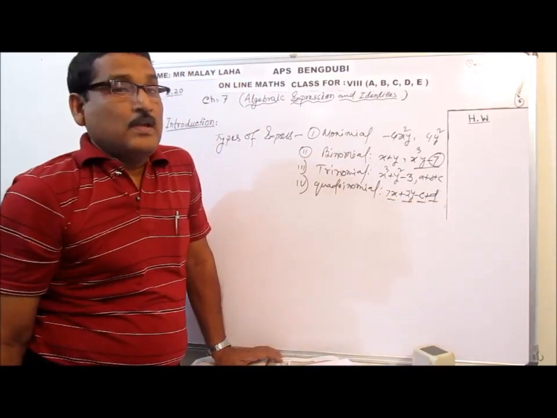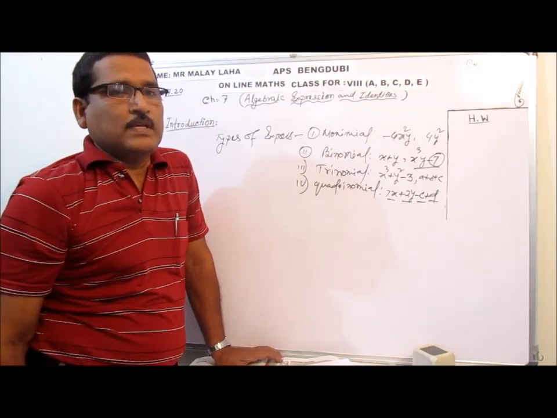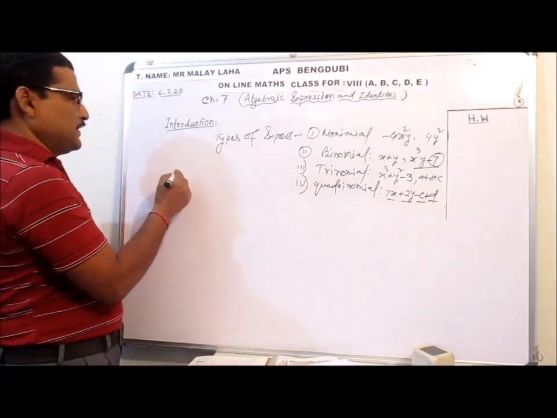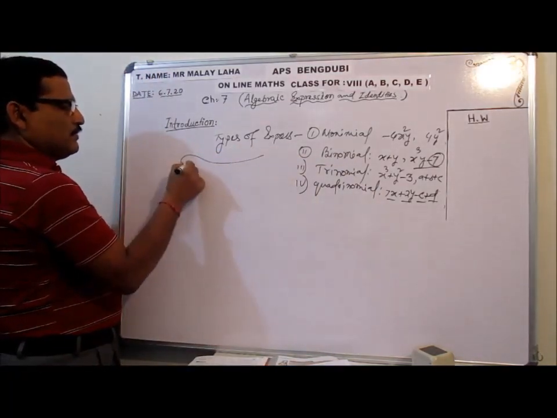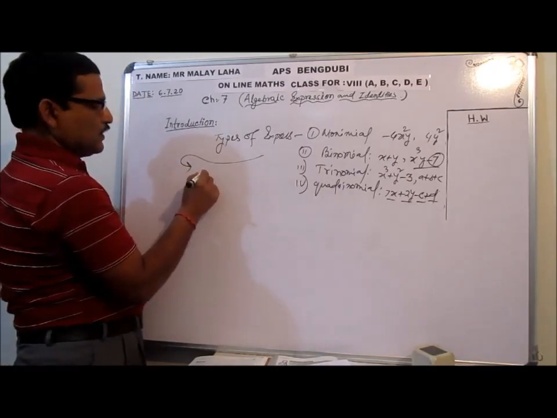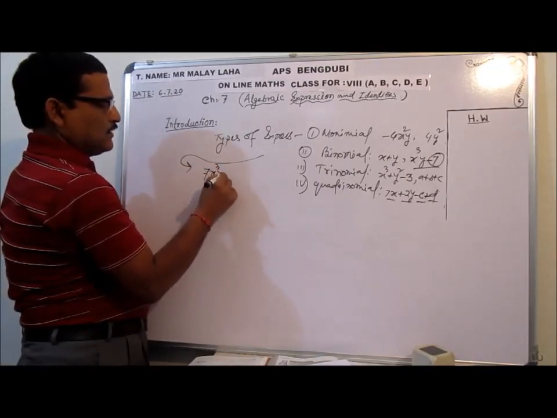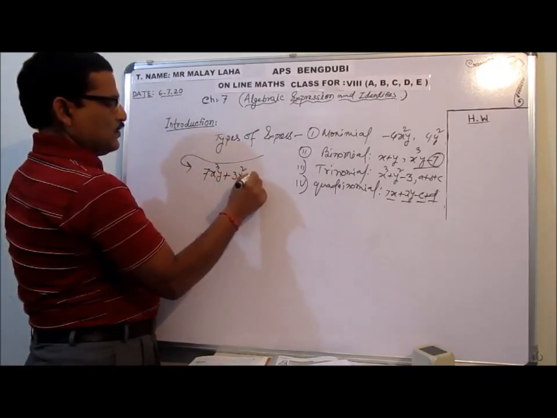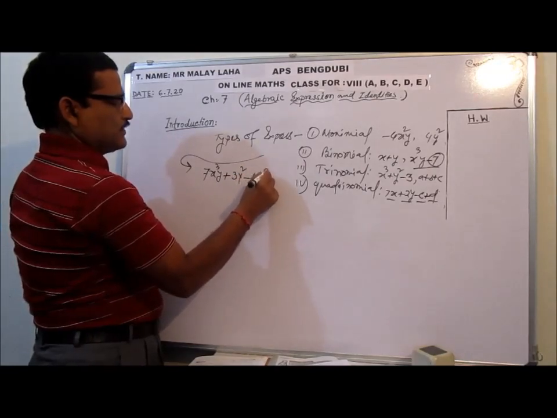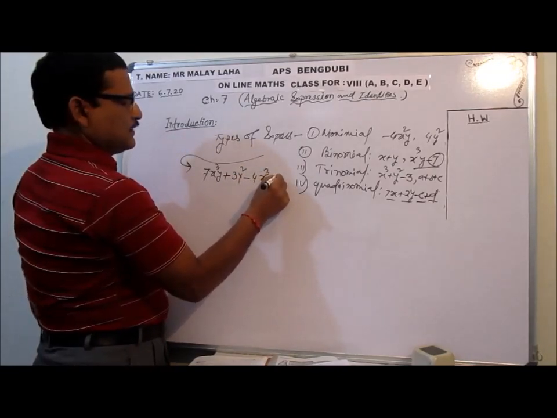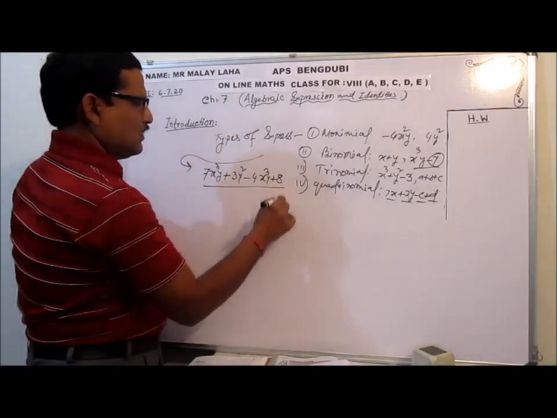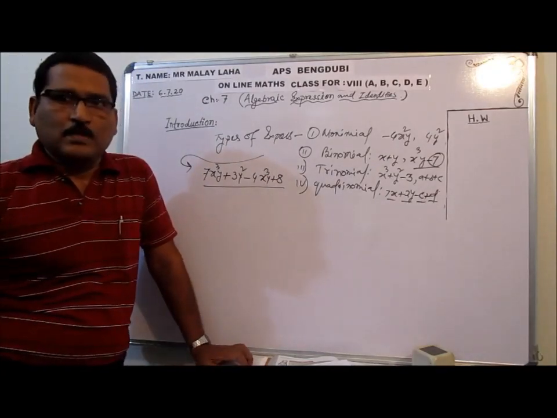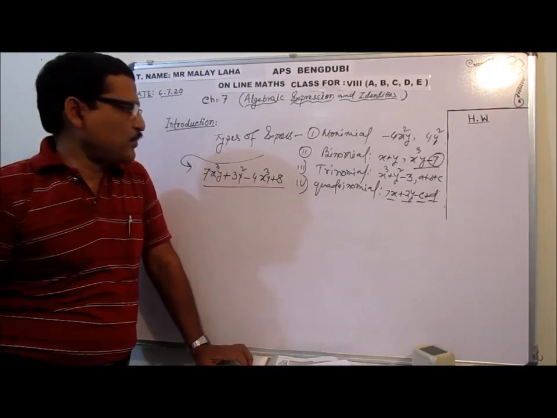So quadrinomial. Now one important thing, you are in class 8. So all the time this easy type of question will not come. Say here I am giving you an extended form. Say 7x cube y plus 3y square minus 4x cube y plus 8. Tell me, what type of expression will it be? Is it binomial, monomial, trinomial or quadrinomial? What type of polynomial will it be?